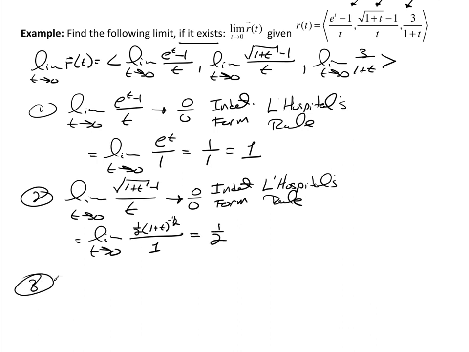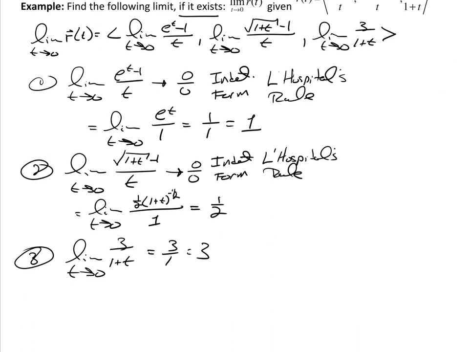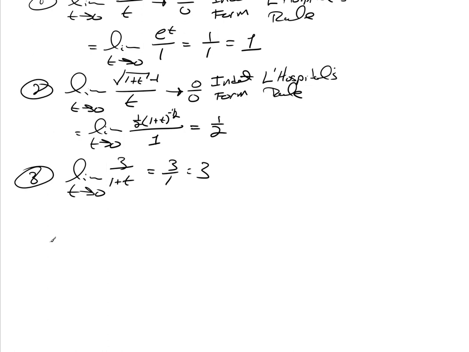And for this last one here, I need to take the limit as t goes to 0 of 3 over 1 plus t. That's obviously 3 over 1, which is just 3. So, what is the limit? The limit as t goes to 0 of my vector function r of t is equal to 1, 1/2, 3.